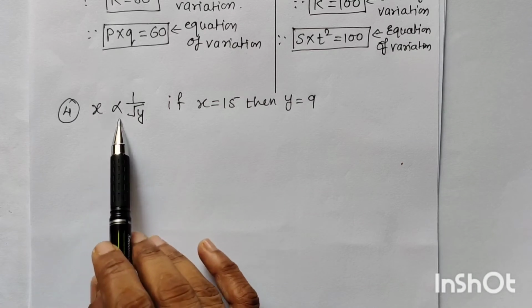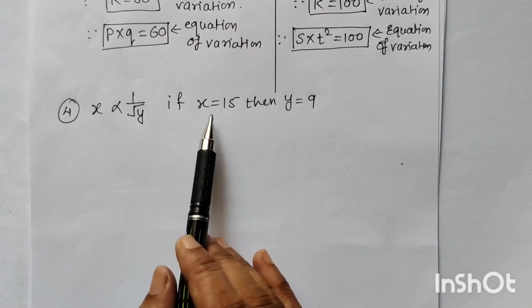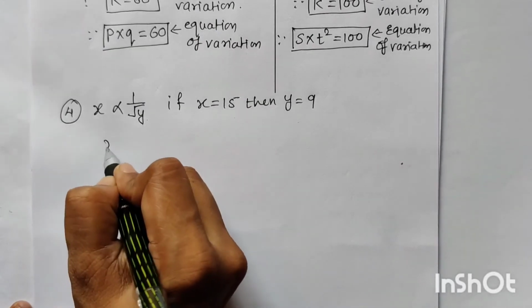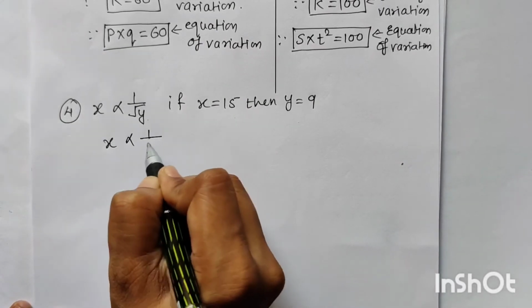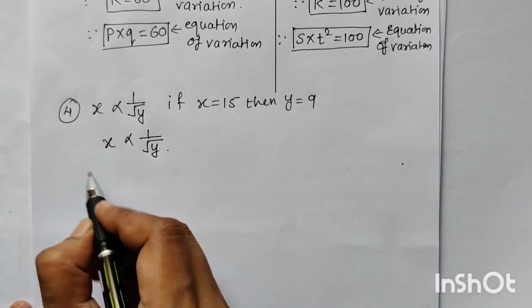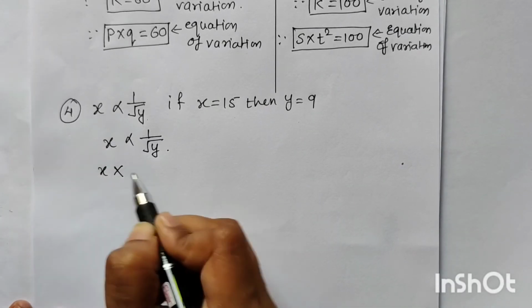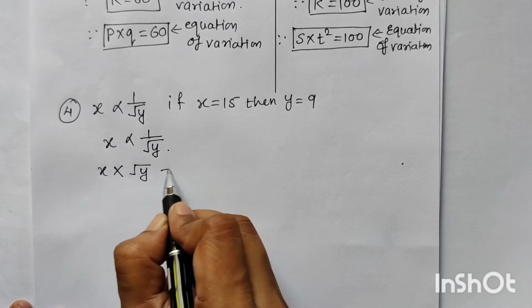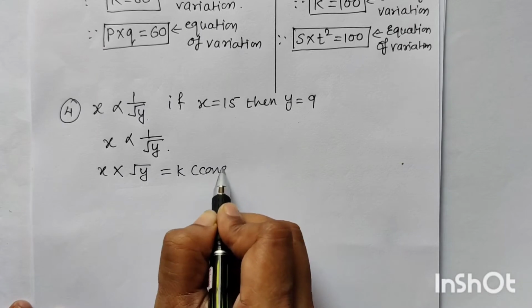Fourth sum: x inversely varies with the square root of y, and if x is equal to 15, y is equal to 9. So the symbol form is given to us: x inversely varies with the square root of y. After writing the symbol form, what do we have to do? We have to convert it into the equation form. x multiplied by square root of y is equal to k, constant.